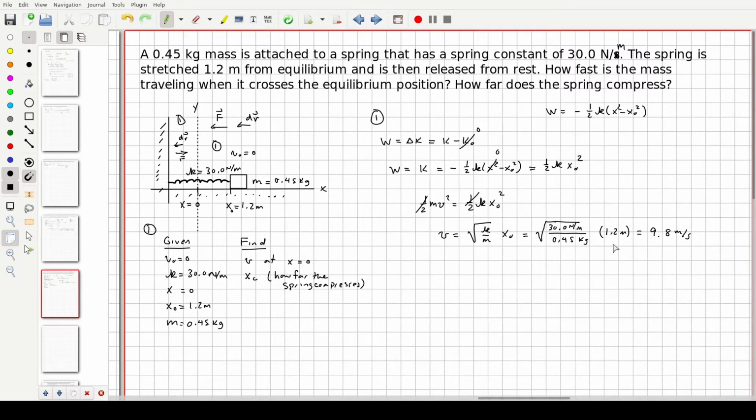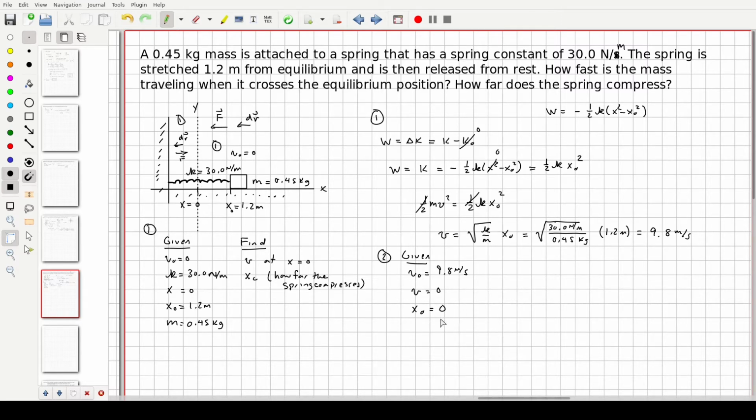Okay. So now for the second part, we have different givens. The only thing that's changed is that our initial velocity now is 9.8 meters per second, and our final velocity is going to be 0. We also have an initial position of 0 since we're starting at the equilibrium position. Remember, it takes us to the equilibrium position and then it compresses it. So our initial position is 0.